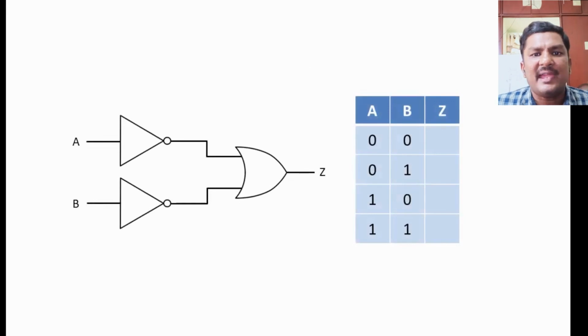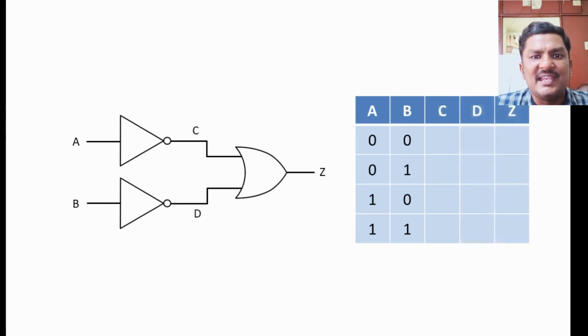Next, third example, two NOT gates and one OR gate combined. A and B are inputs of two NOT gates and C and D are inputs of OR gate. Z is the output of the total combination.